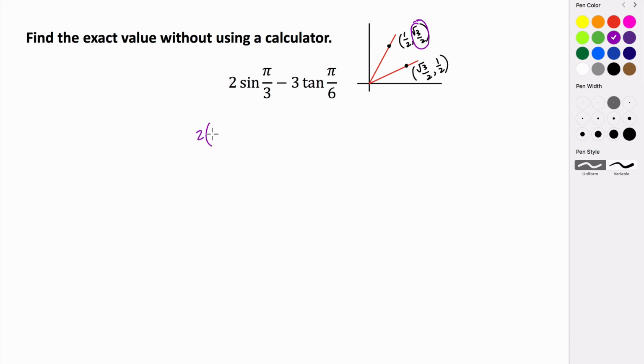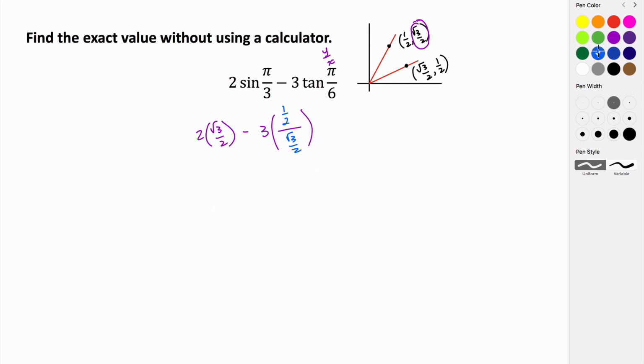So this is 2 times the square root of 3 over 2 minus 3 times the tangent. The tangent of pi over 6, that's the y divided by x. So it's the y coordinate divided by the x coordinate at pi over 6. So it's going to be 1/2 divided by rad 3 over 2. So 1/2 divided by the square root of 3 over 2. And then we will simplify this to give us our final answer.